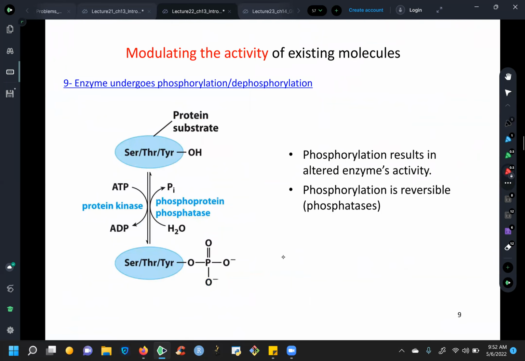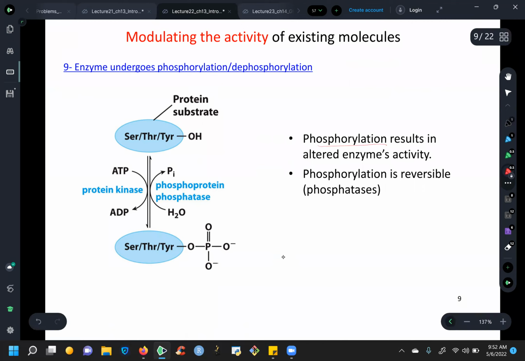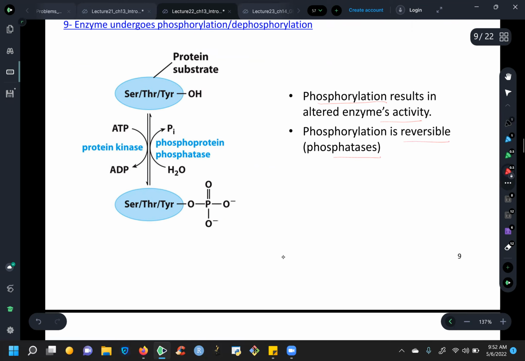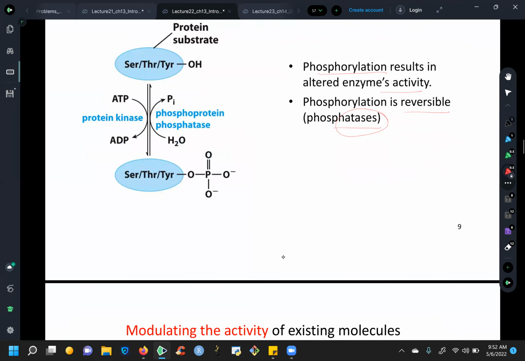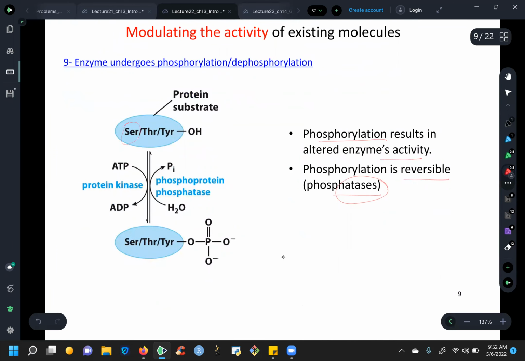Modulating the activity of existing molecules. 9. Phosphorylation results in altered enzyme activity. Phosphorylation is reversible. Phosphatases remove phosphates and kinases add a phosphate. And where are the phosphates added? It's important: serine, threonine, and tyrosine. Those are the amino acids that have the hydroxyl groups, and that is where the phosphate can be added.